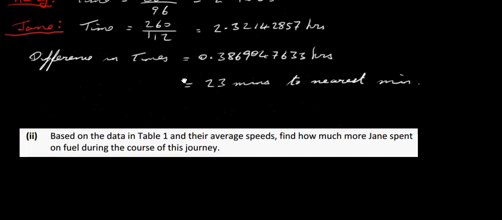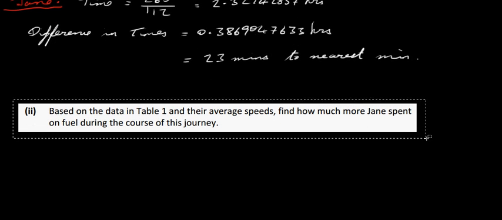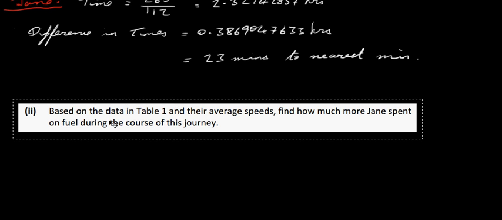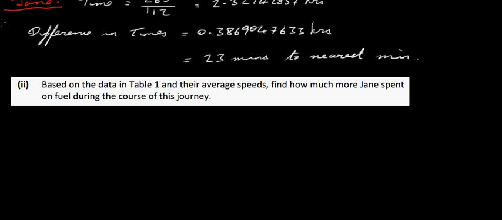Okay, last part then. Let me just move this up first, just a little bit, just in case I run out of room at the end. So now, based on the data in table 1 and their average speeds, find out how much more Jane spent on the fuel during the course of the journey. So we've got to find the cost, how much it cost each person for this particular journey.